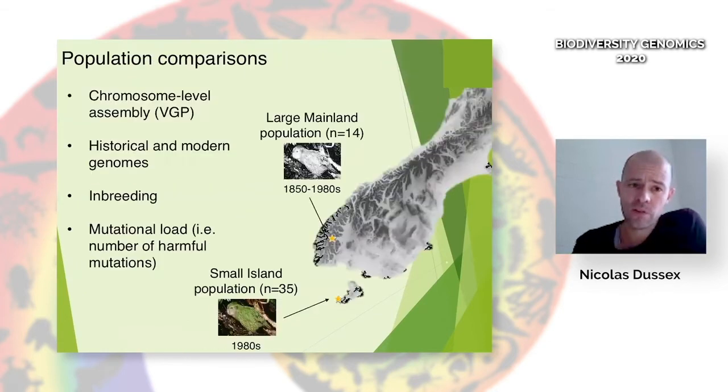So the first thing we did was map 14 historical genomes from the mainland, including that surviving male, and 35 genomes from Stewart Island. To do that, we used a chromosome-level assembly from the Vertebrate Genomes Project. We estimated inbreeding and mutational load between those two populations.